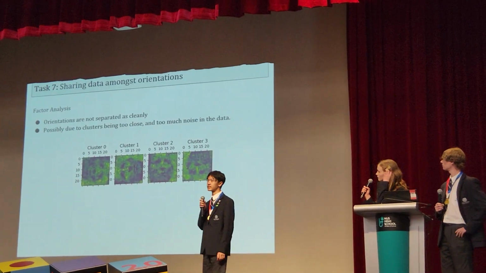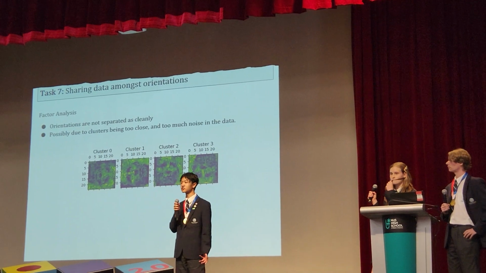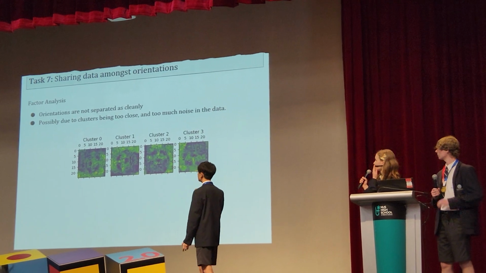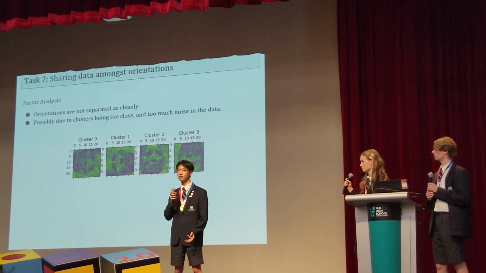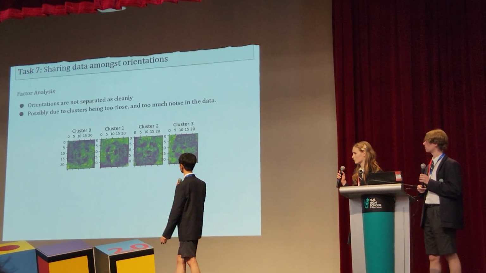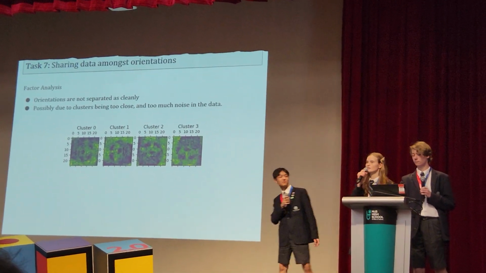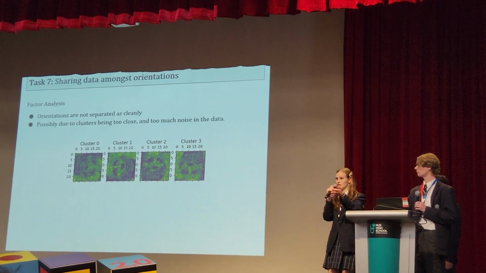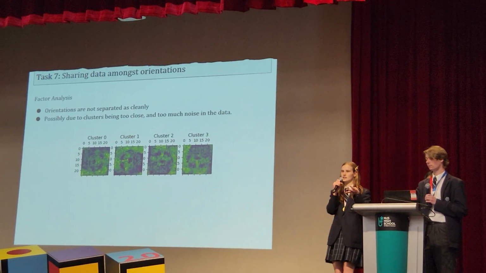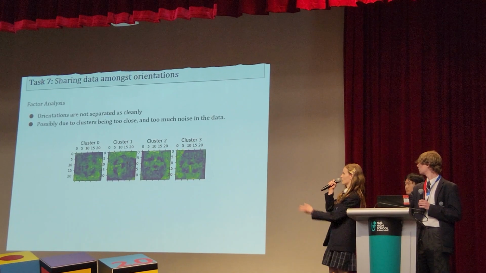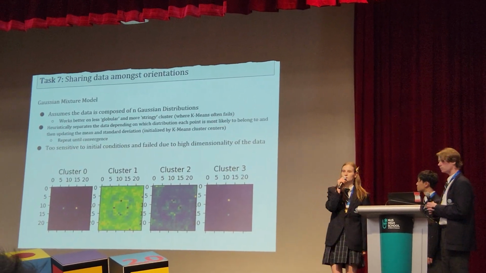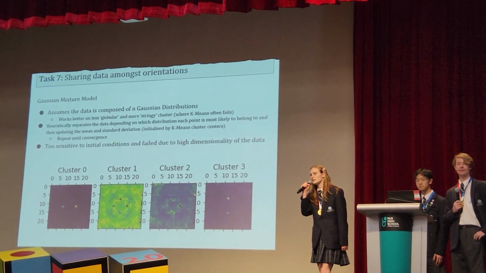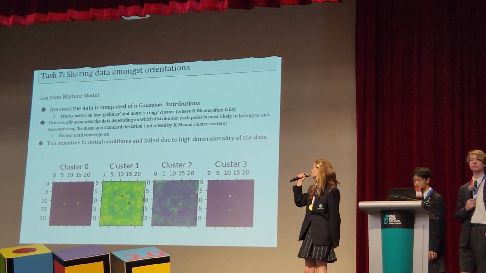We had factor analysis, which includes some sort of dimensionality reduction before running something similar to k-means, although it didn't separate it as cleanly. This is possibly due to the clusters being too close, the problem with the really high dimensions earlier, and the noise. Factor analysis is basically trying to find latent variables that account for the variation in your data. We thought, well, we have 4 orientations, that might be our 4 latent variables, but obviously it didn't quite work out. We also tried a Gaussian mixture model of clustering, which is another form of clustering which assumes that the data is composed of multiple Gaussian or normal distributions.